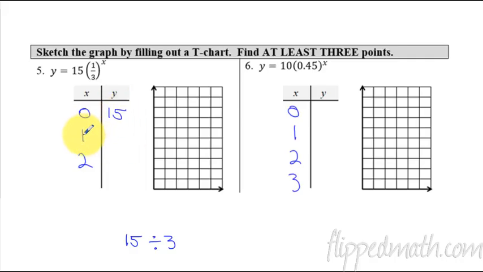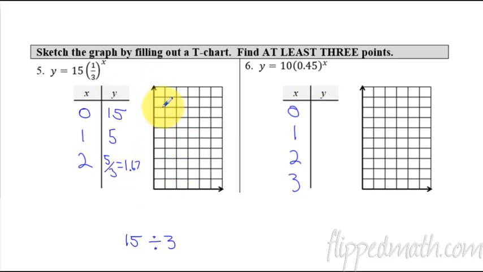Now we're going to plug in a 1, which means 15 times a third, or in other words, 15 divided by 3. That's the 5 there. And then we're going to multiply by 1/3 one more time, which is 5/3, or in other words, 1.67, because I already checked on my calculator. Okay, let's plot these points.